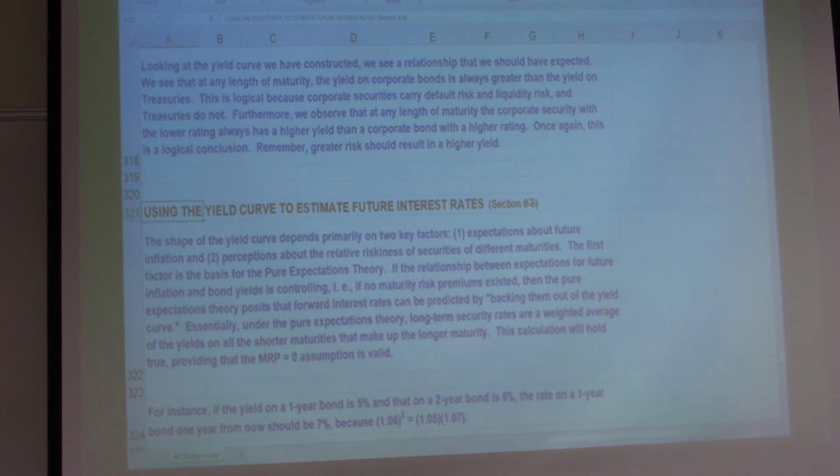So it's called expectation theory. You deposit for n years. The average of your different approaches should give you the same return each year.